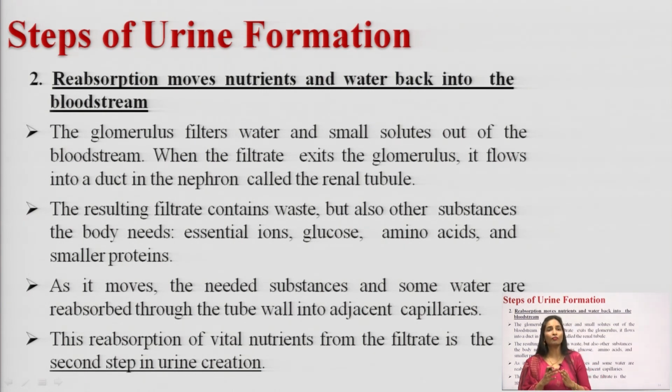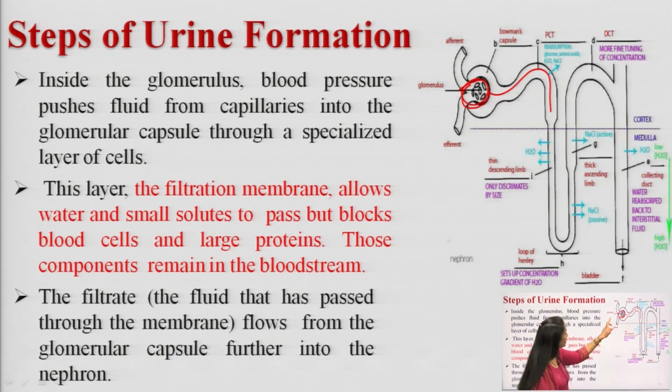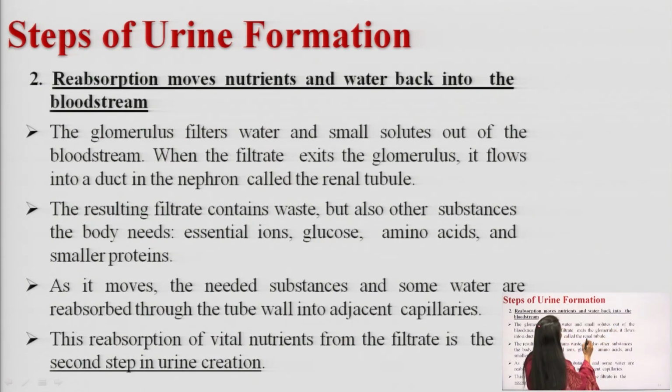What is the necessity here? The glomerulus filters the water and small solutes out of the bloodstream. When the filtrate exits from the glomerulus, look here, the filtrate has exited from the glomerulus, and where has it passed? It passed to the glomerular capsule. Okay. So when the filtrate has exited from the glomerulus, it flows into the duct of a nephron, which you can call a renal tubule.